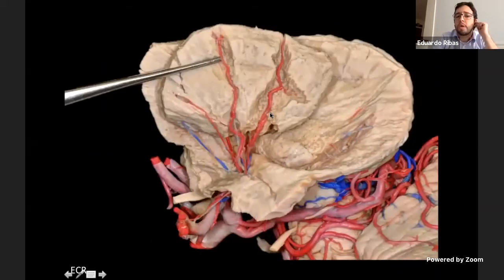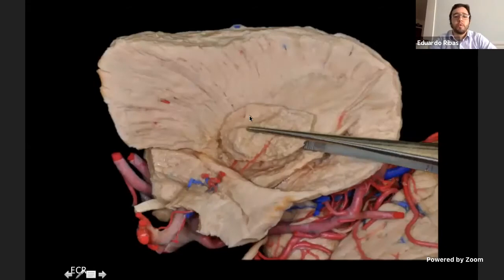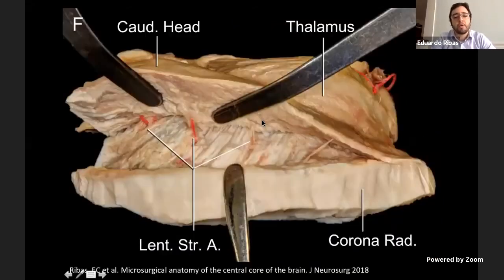Here we are removing the putamen, and you can see how perforators is a nice name for those arteries because they're really perforating those structures. They're perforating the anterior perforated substance, and then they're perforating the lentiform nucleus as well. Here the putamen is being removed. We remove the putamen, we remove the globus pallidus, and here's a superior view. This is the internal capsule, and we are separating the caudate nucleus from the internal capsule.